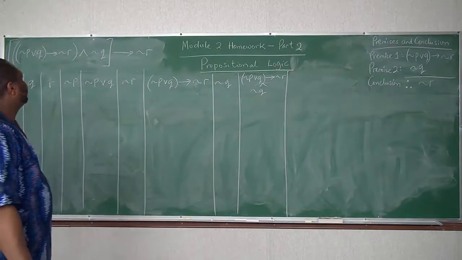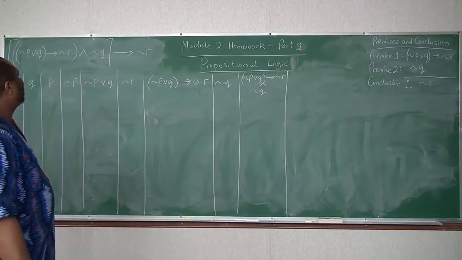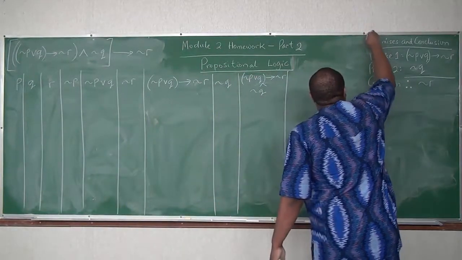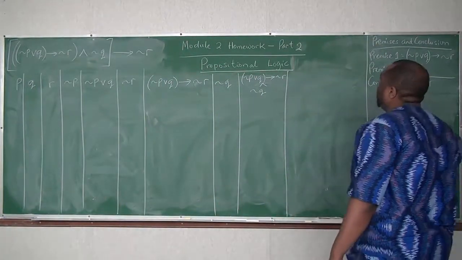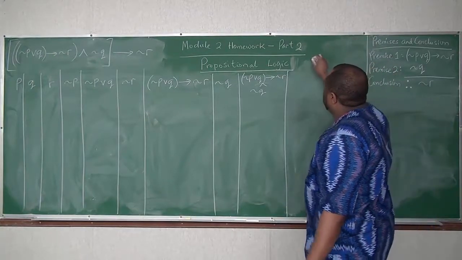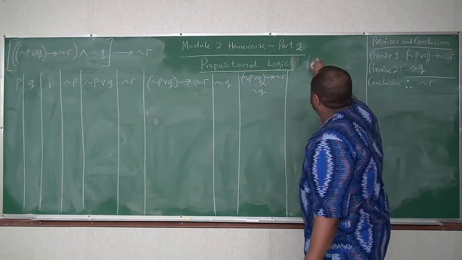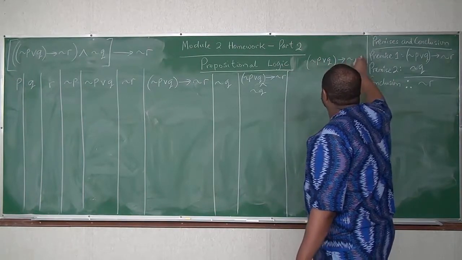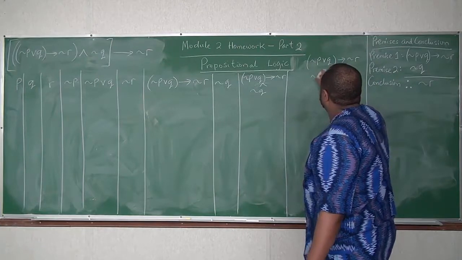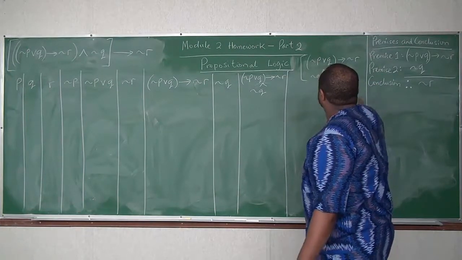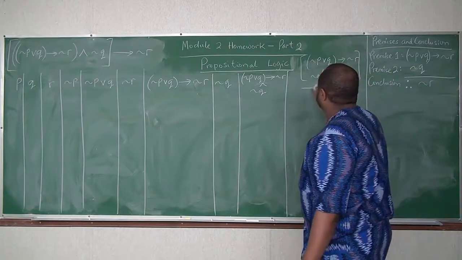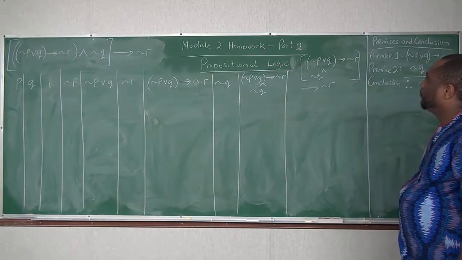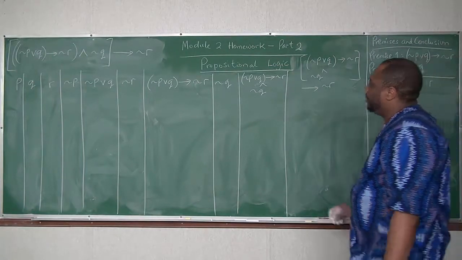And not Q. And then we have the last one, everybody. Okay? Let's write the last one here. Not P and Q implies not R and not Q, then implies not R.